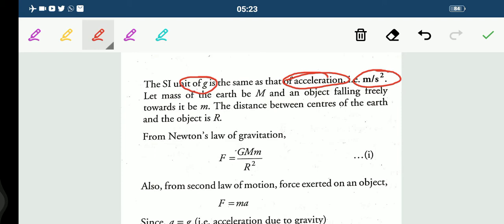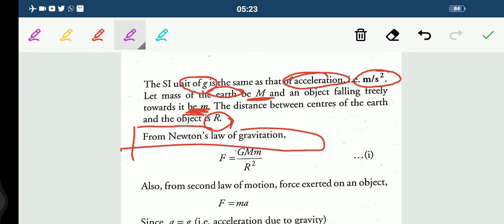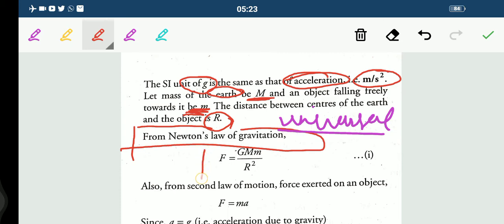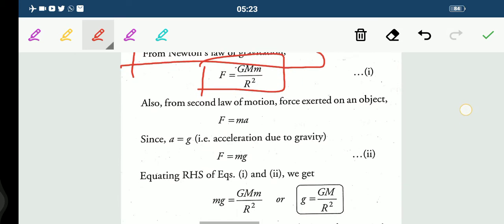Now students, let the mass of the earth be capital M, and an object falling freely towards it be small m. The mass of earth is capital M, the object is small m, and the distance between the center of the earth and the object is capital R. Remember this thing. According to Newton's law of gravitation, which we discussed yesterday, or the universal law of gravitation, F is equal to G M m upon r square. This is what the equation is.